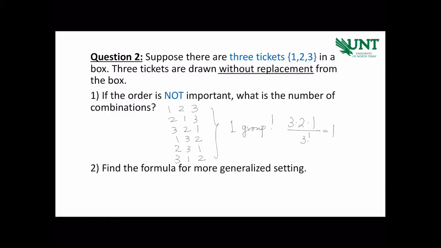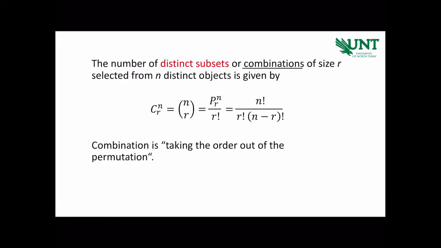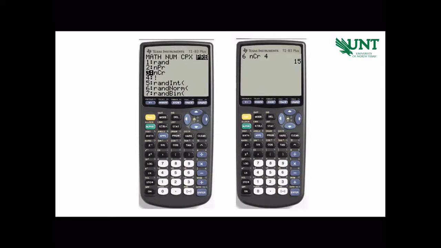Let's generalize this. If the number of the cards in the box is n, and the number of the cards you draw is r, then the answer is n times n minus 1 times ... times n minus r plus 1 over r factorial. Okay, this formula is called combinations. Combination is taking the order out of the permutations. It may be nice to memorize this formula so that you can calculate by hand. TI-83 calculator has a feature to calculate combinations instantly. If you don't have a graphing calculator, you can use factorials or else Pascal's triangle to obtain the binomial coefficients.